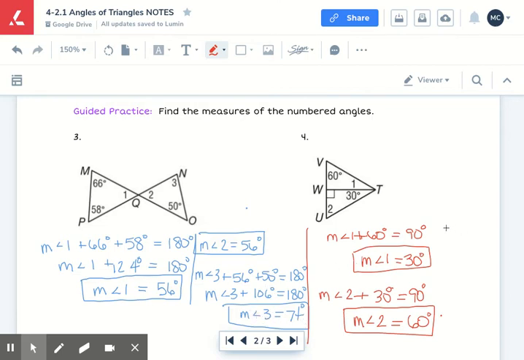On guided practice problem number 4, we have two right triangles that we're working with here. And so I could use the corollary, which says that the two angles that are not the right angle are complementary. So I just put measure of angle 1 plus 60 is equal to 90 there. I got the measure of angle 1 was 30. And I used the same corollary with the other angle, angle 2. And I got measure of angle 2 is 60.